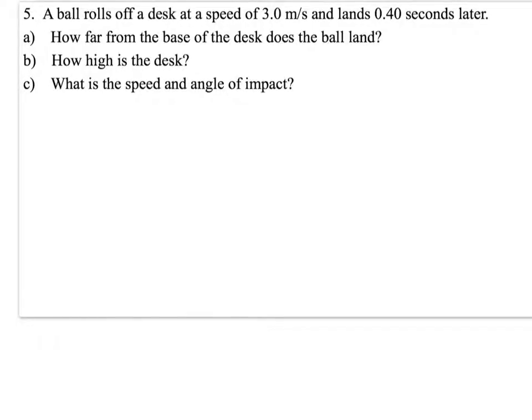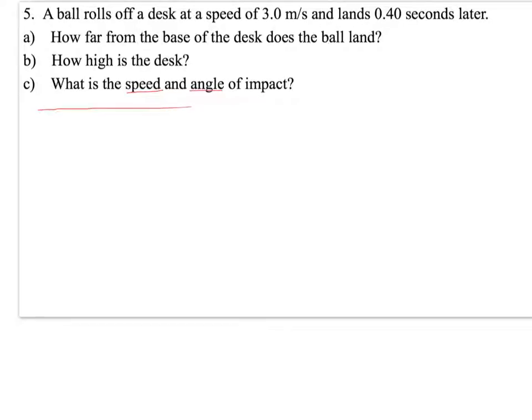Let's look at question number 5 on the homework. A ball rolls off a desk with a speed of 3 meters per second and lands 0.4 seconds later. There are several parts. How far from the base of the desk does the ball land? How high is the desk? And what is the speed and the angle of the impact on the ground? So obviously this is two entirely separate questions, the speed and the angle of the impact.